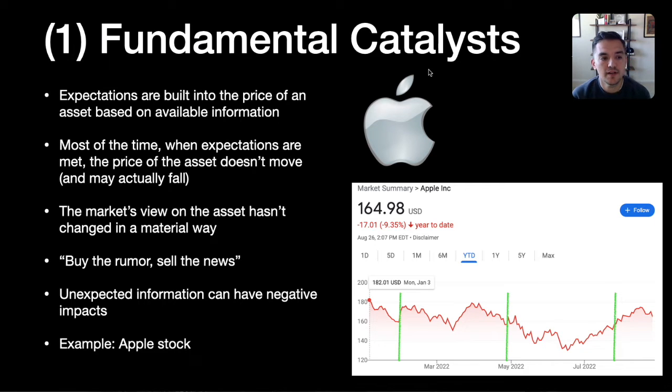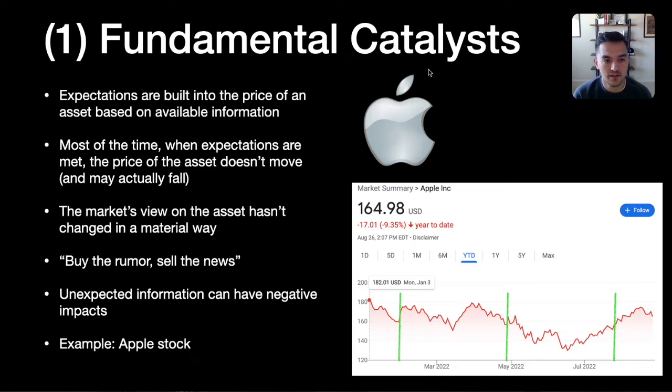So the first catalyst, as I mentioned, is fundamental catalyst. You can think of fundamental catalysts as expectations that are built into the price of an asset based on available information. Most of the time, these expectations are met. The price doesn't actually move. And in fact, sometimes it can actually fall. And the reason for this is that the market's view on the underlying asset hasn't changed.